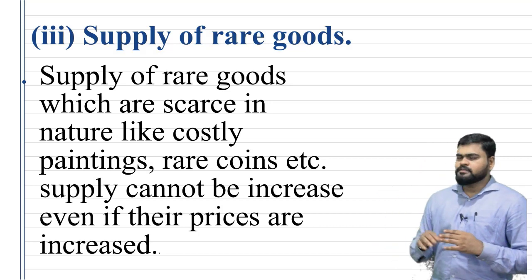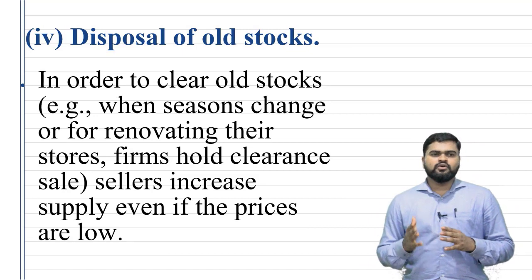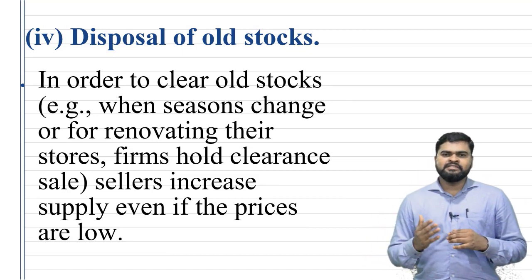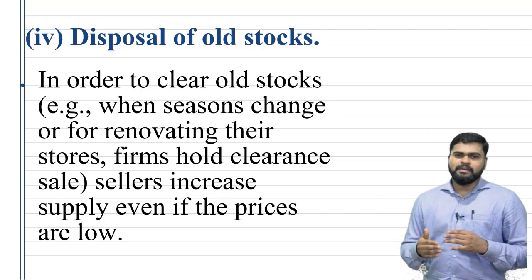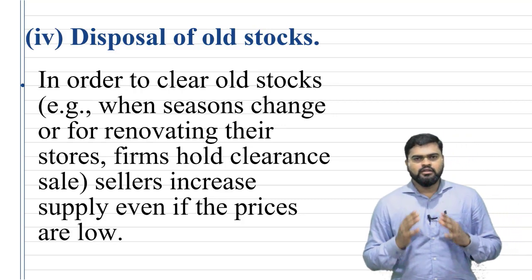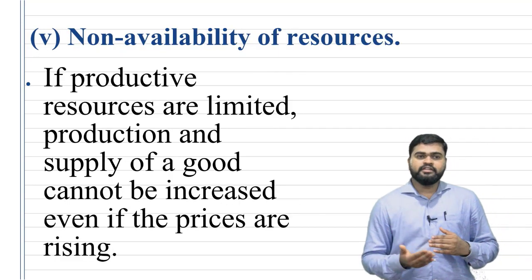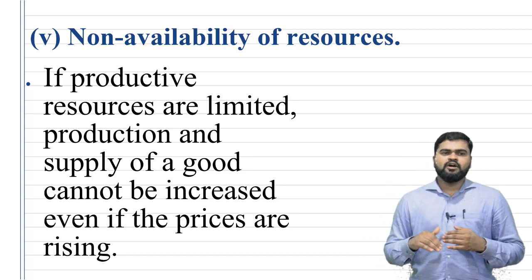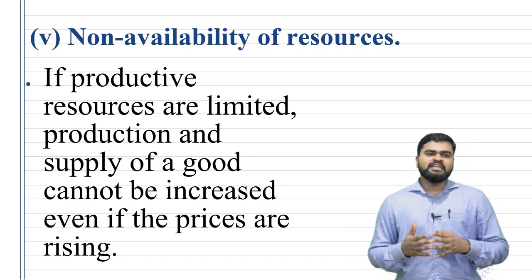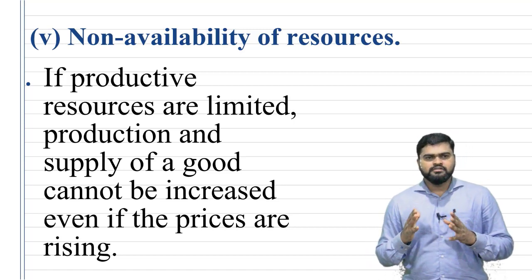The next exception to the law of supply is disposal of old stock. In order to clear old stock, for example when the season changes or for renovation of their stores, firms hold clearance sales. In this case, the seller increases supply even if the prices are low. These are the exceptions. Next is non-availability of resources. If production resources are limited, production and supply of the goods cannot be increased even if the prices are rising. These were the exceptions to the law of supply.